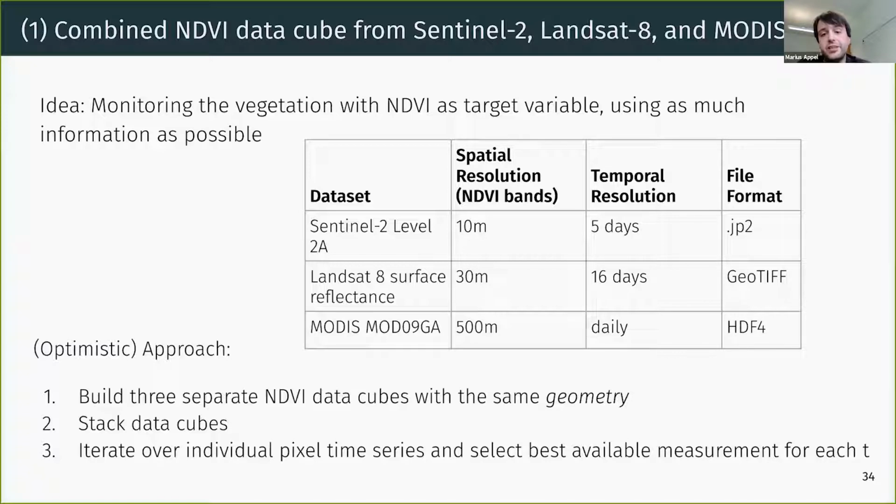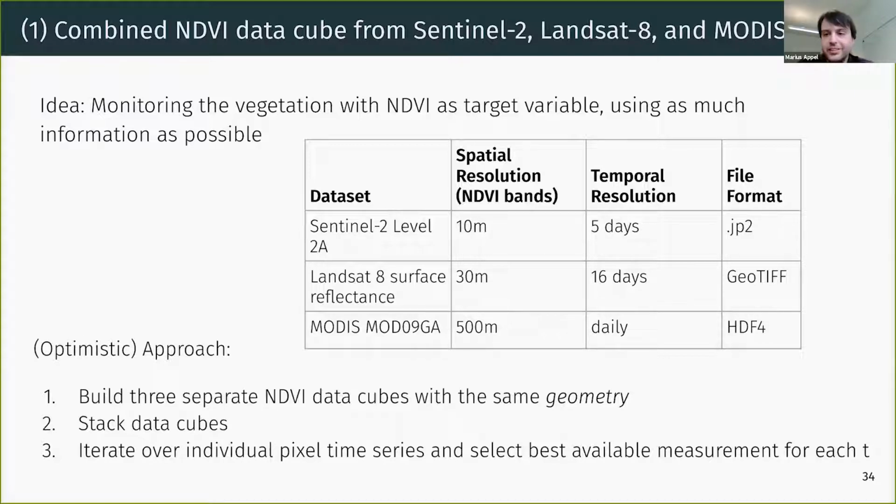But on the other hand, the temporal resolution for the MODIS product is daily. So chances are pretty high that if in the Sentinel image you have clouds, that maybe 1 or 2 days later, you get the cloud-free image from MODIS, although at a much lower spatial resolution, of course. And then the file format used is also very different. So Sentinel uses these JPEG 2000 images, Landsat uses GeoTIFF, and MODIS is distributed as HDF4 files.